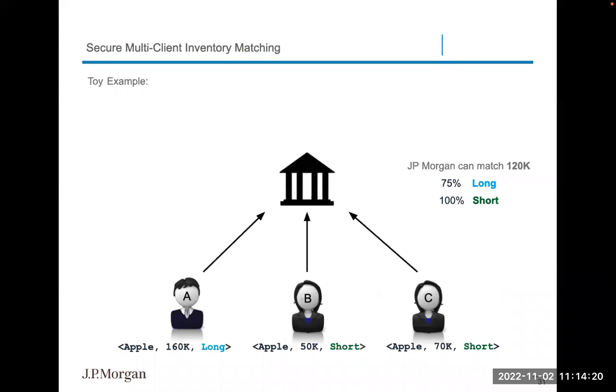So if we had such a tool, we can apply it very easily to this problem. Here is an example. I'm using the multi-party matching, where we're trying to match the clients together. Here is a toy example of what the clients want to do. You can see that we can satisfy 75% of this client using the orders of the other two clients, in this example.